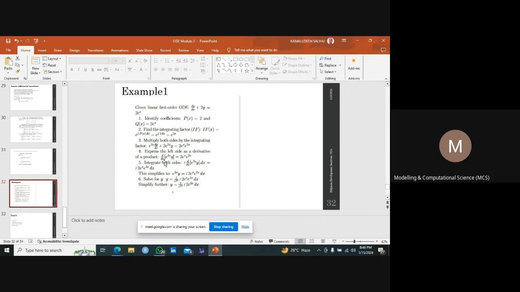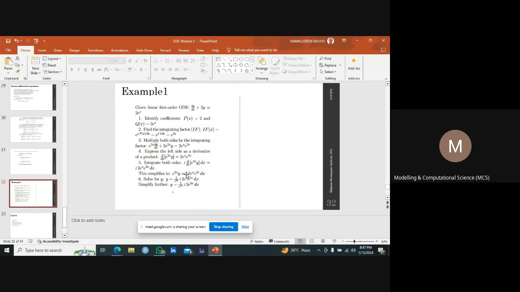d dx of exponential 2x y is then equal to what you had before. So that is expressing only the left side as the derivative of a product. Now, integrating both sides, what are we going to have? You integrate the derivative of a product from your previous step, and what you have on your right hand side.